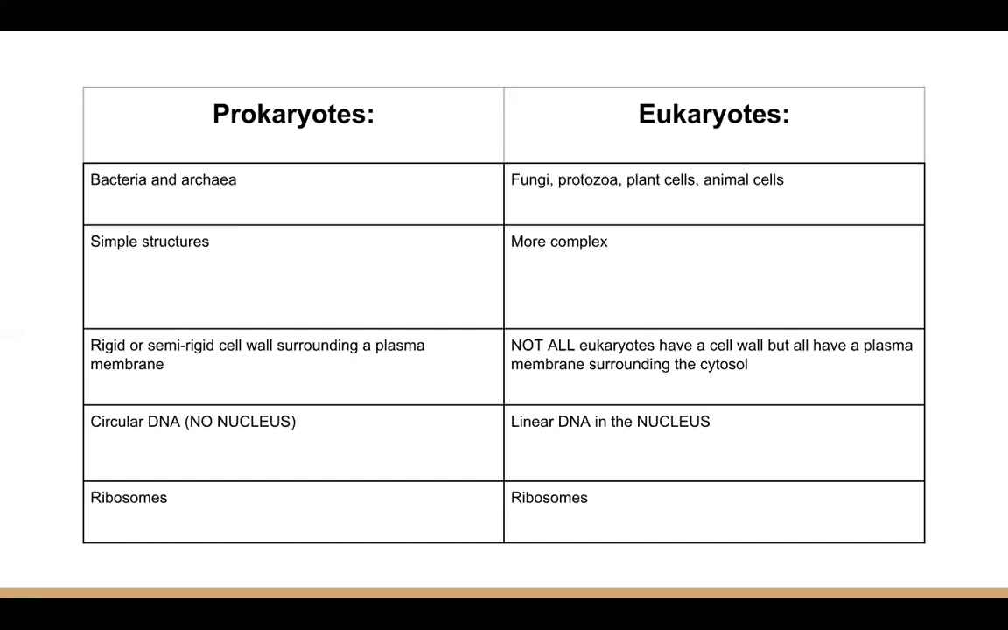Prokaryotes have circular DNA, which is not within a nucleus, whereas eukaryotes have linear DNA, and it is compartmentalized in the nucleus. That is the organelle that has your genetic material. And again, that is part of that internal membrane system. Last but not least, they are similar in that they both have ribosomes, which help with protein synthesis.